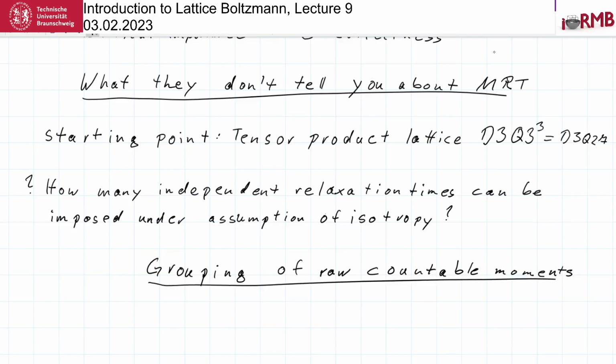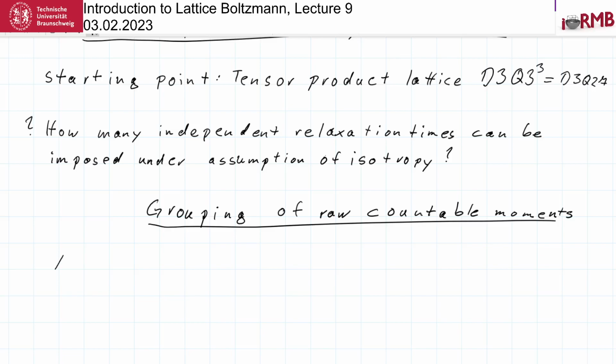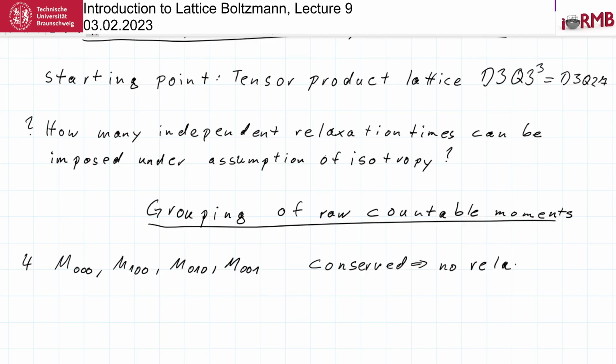Okay, so we like countable raw moments, so we group now these countable raw moments. And the first, I generate one group. So you could say there's also two groups, but I don't want to. I just group them. These are four of these. These are conserved moments, and so they have no relaxation time. So these are excluded from the search for relaxation rates.